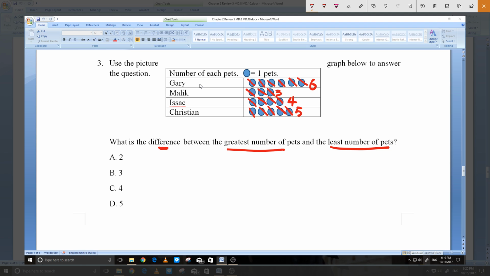So who has the greatest number of pets? 6, 3, 4, 5. This is the largest number. Therefore, we're going to use that as the greatest number of pets. That's 6 minus the least. Which one is the smallest or has the fewest number of pets? 3. Now, 6 minus 3, the answer is 3. Therefore, we pick B as our answer. And that is how you do number 3.